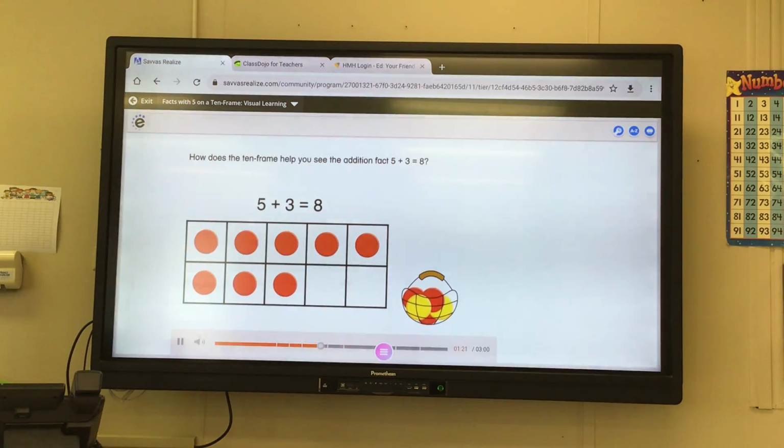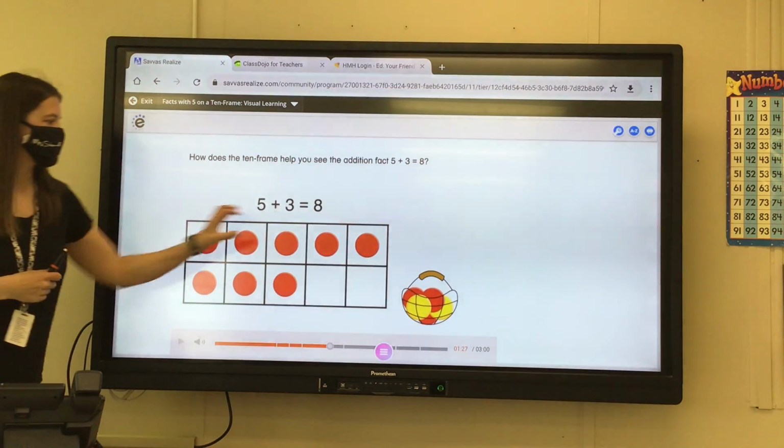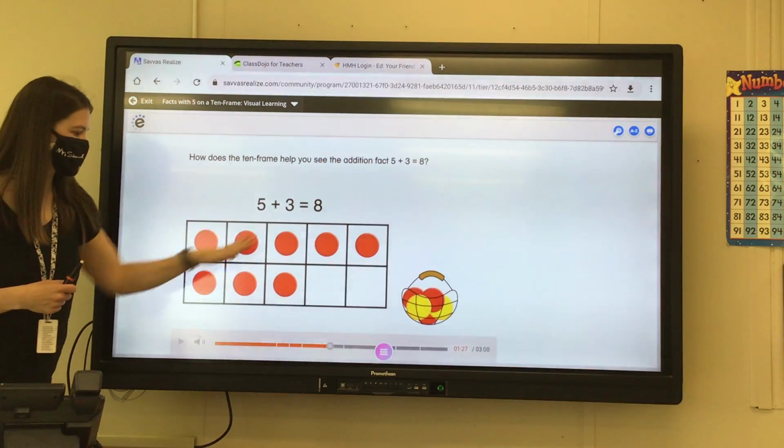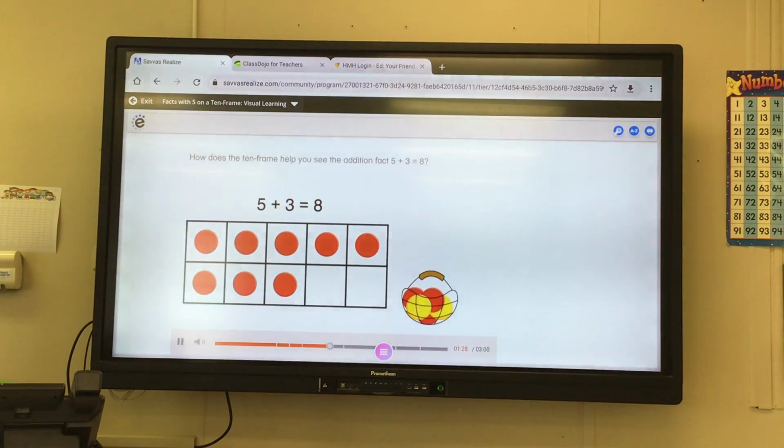How does the 10 frame help you see the addition fact 5 plus 3 equals 8? By looking here we know that's 5, and this is 3 more. 5 plus 3, and then we see how many there are all together. It breaks the sum up to show 5 and 3 more.